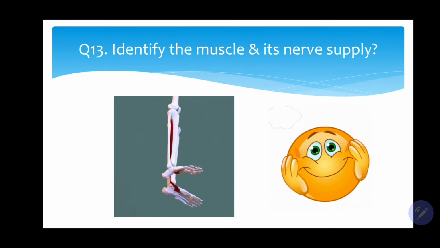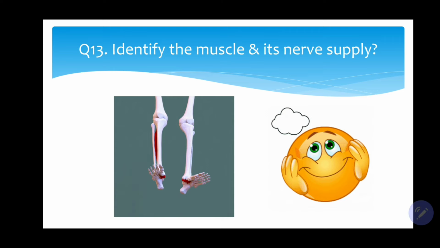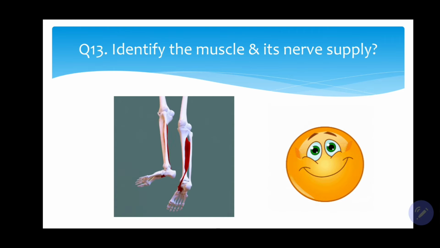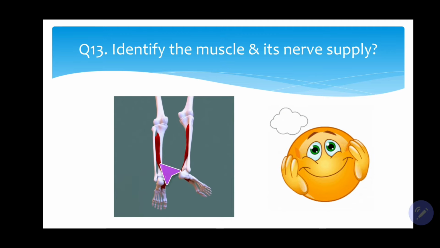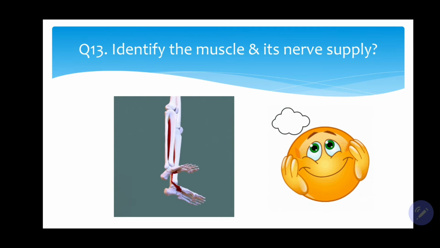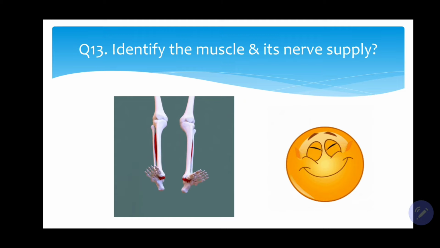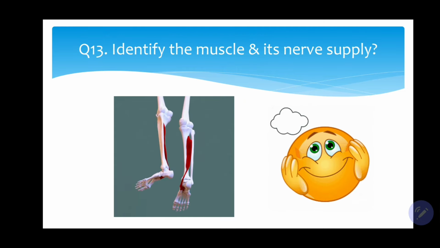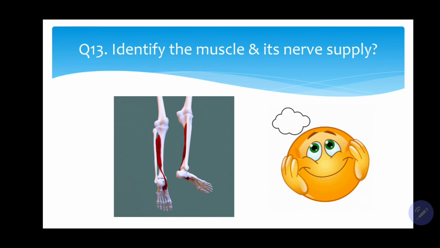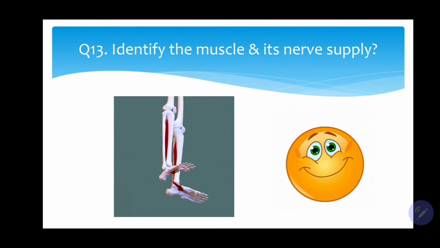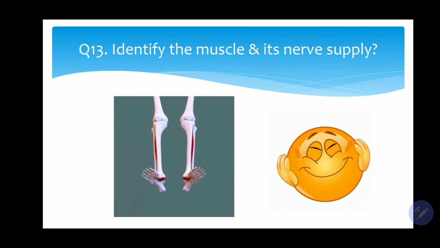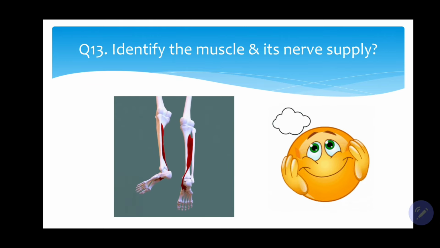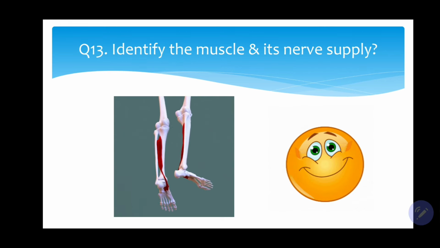Flexor digitorum longus arises from the tibia posteriorly, and tibialis posterior takes origin from the interosseous membrane as well as the adjoining surface of the two bones. So the medial most muscle in the back of leg, in the deep muscles, of course, is flexor digitorum longus. The next muscle is tibialis posterior. If you go from medial to lateral in the back of leg, in the deep muscles, it is flexor digitorum longus, tibialis posterior, and then flexor hallucis longus, right?